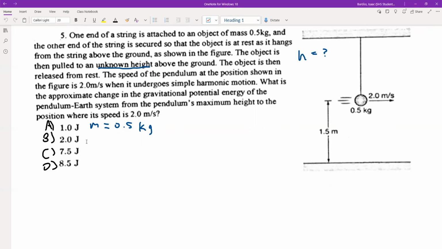The object is then released from rest. The speed of the pendulum in the figure is 2 meters per second. And since that is at the bottom, we know that's our final or maximum velocity. And it undergoes simple harmonic motion. What is the change in gravitational potential energy? So change in U_G equals what? That's what it's saying.